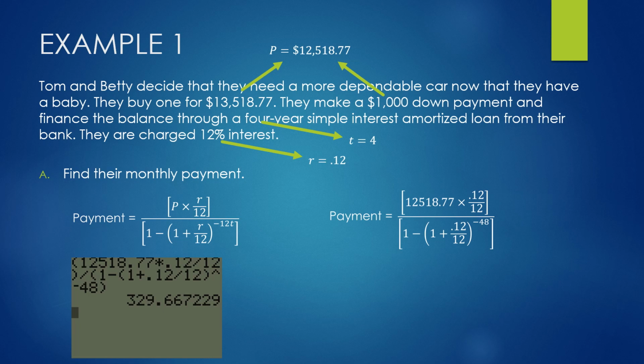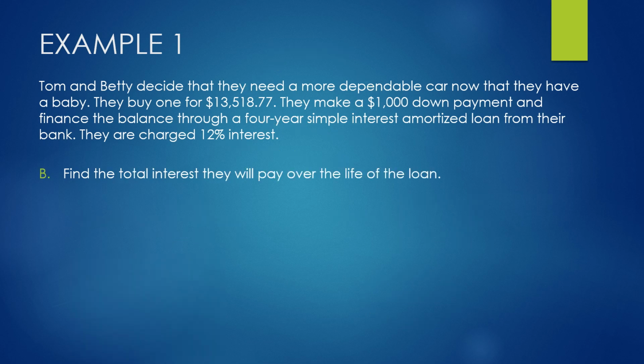Take a second, make sure you can get this same answer in your calculator. There's their monthly car payment, $329.67. Now comes the sad part, where you find the total interest that you're paying over the life of the loan.